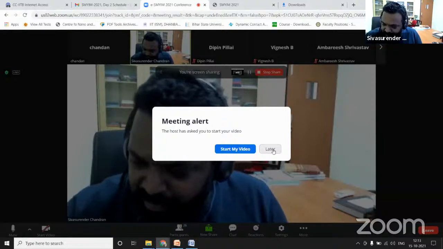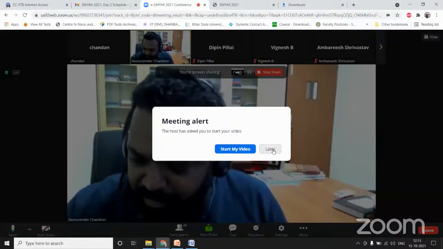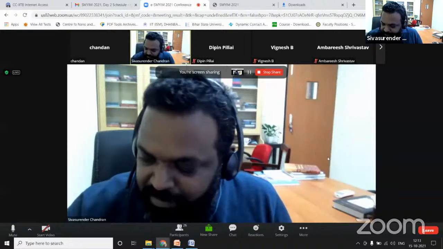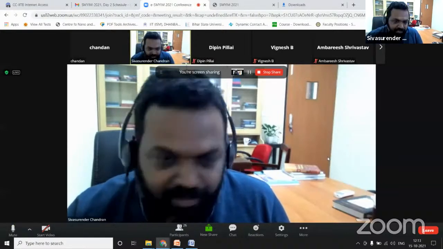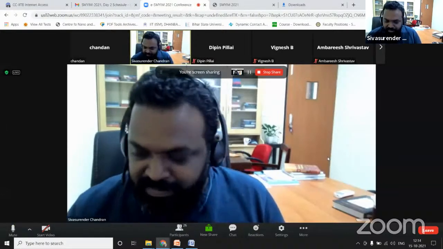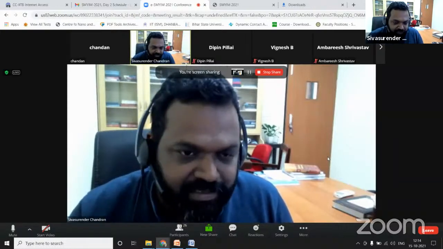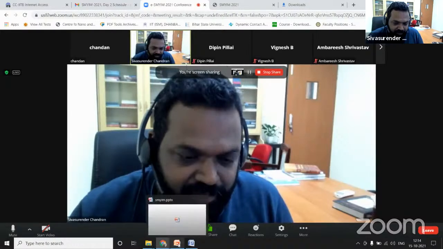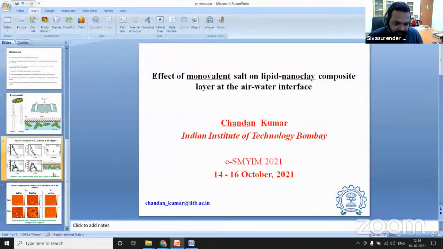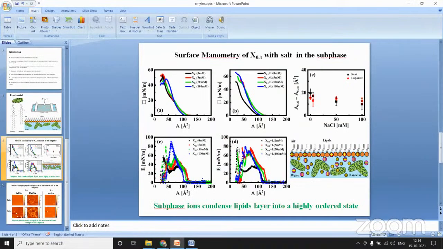Chandan? Yes, sir. When you're looking at the elastic modulus that you're extracting from your Langmuir isotherms, there are two peaks, right? What would be the physical reasons for that? How do we interpret these phases? This is near to collapse. Near to collapse, the molecules start behaving randomly.